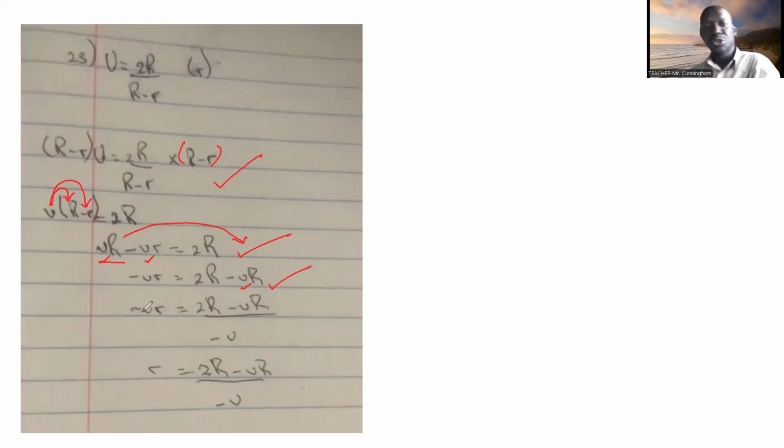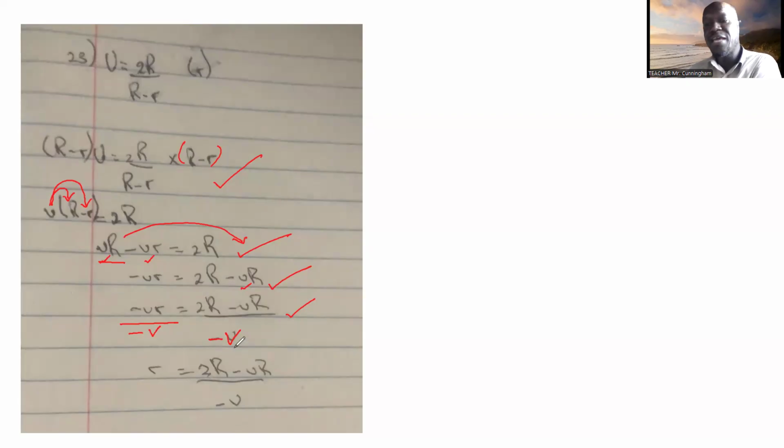Now, she has negative VR equals 2R minus VR over minus V. Really looking good. We're giving her correct for that because it's looking good. And it actually is correct. Nothing wrong with that. Then she divided by negative V on both sides. Deandra, that's correct. All right.